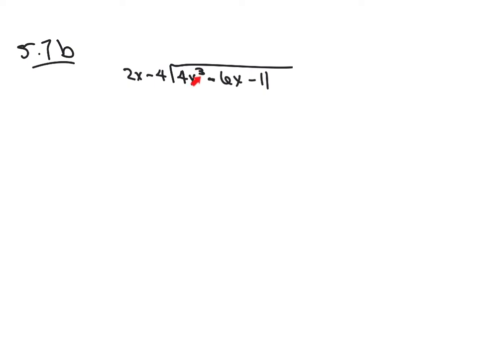4, 3, 2, 1, 0. 5, 4, 3, 2, 1, 0. It has to be consecutive. So we're missing an x squared in here, and we can't do the division unless we have that x squared. So my first response is, cool, I don't have to do it.